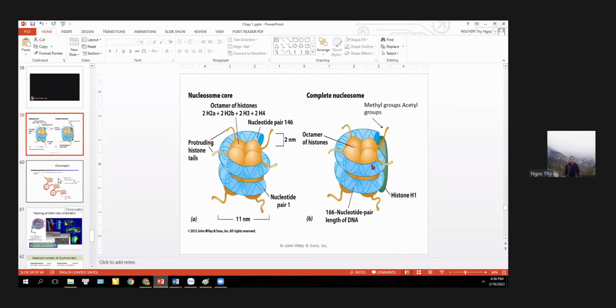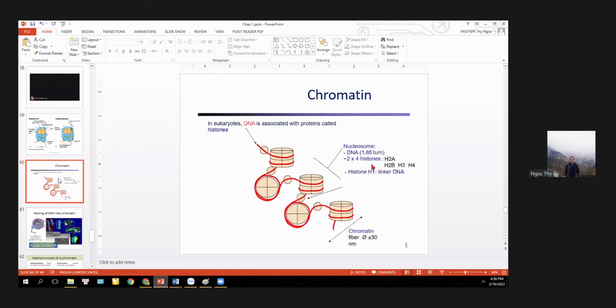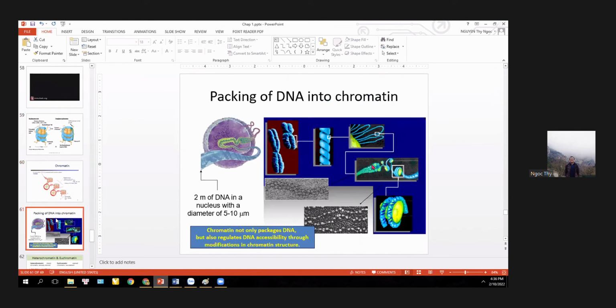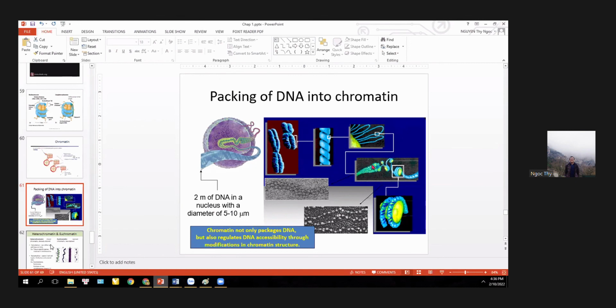So the DNA is attached to the histones to form chromosomes, and the chromosomes are packed so densely, mostly in the metaphase during mitosis and meiosis. It is in metaphase of mitosis and meiosis that we can observe them under the microscope.